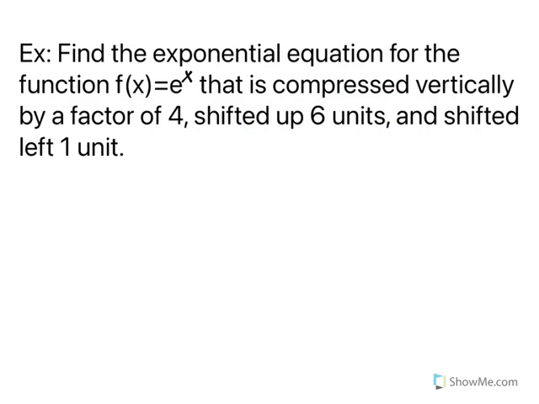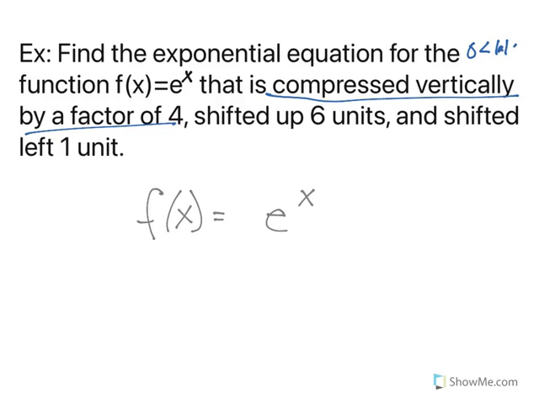Let's do one more. Find the exponential equation for the function f of x equals e to the x that is compressed vertically by a factor of 4, shifted up 6, and shifted left 1. Okay, again, let's start with our function. Now, it says compressed vertically by a factor of 4. Remember, compressed means that we are between 0 and 1. So if I'm compressed by a factor of 4, that means I have a 1/4 out front. That's what compressed means. It's got to be a fraction, so by a factor of 4, 1/4.